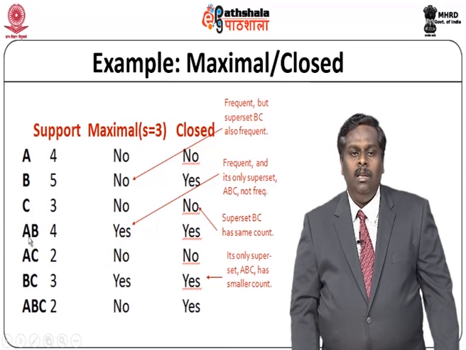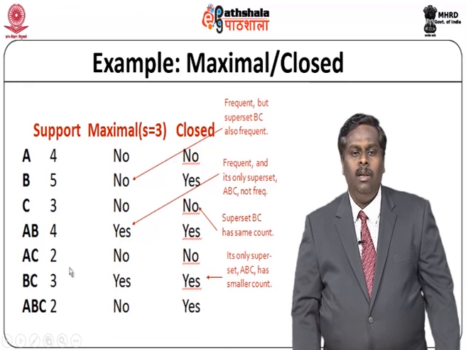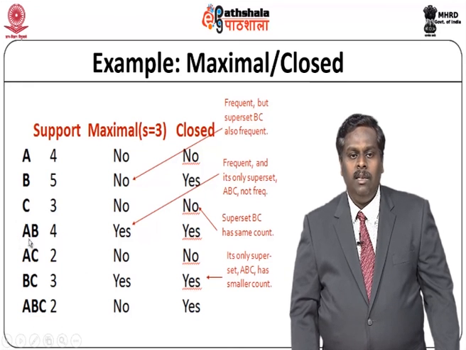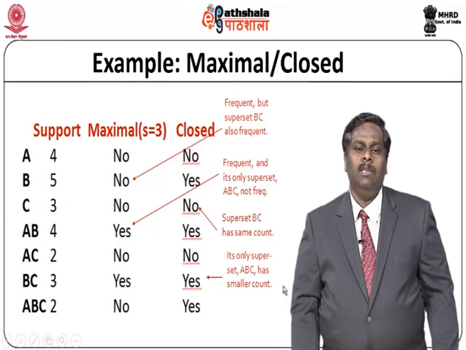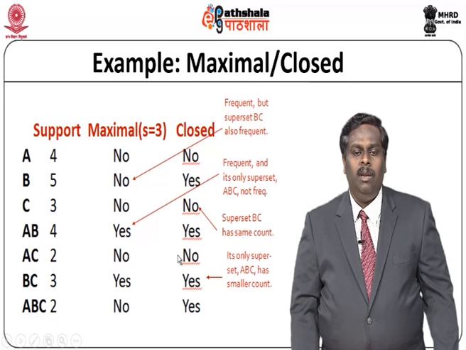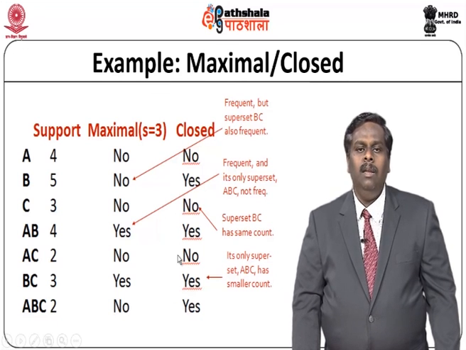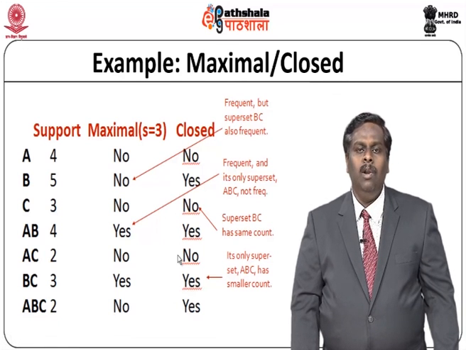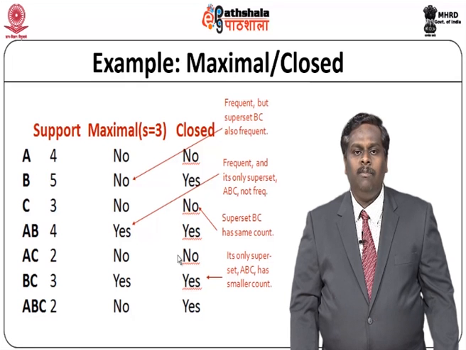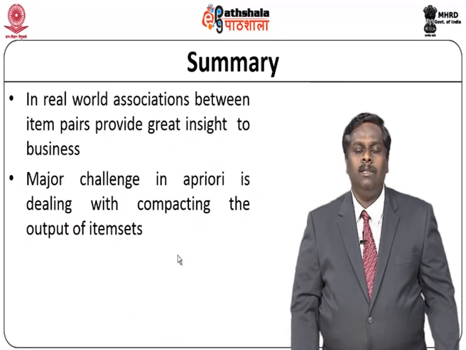Similarly, can AB be considered as closed? Yes, because none of its immediate supersets contain the same count. The immediate superset of AB is ABC. The count is 2 here and the count is 4 here, both are not the same, therefore, I can consider AB as a closed item set also. Now, the purpose of maximal and closed item set metrics is to restrict the number of item sets that are going to be generated and passed to the next phase for the purpose of generating frequent item sets.